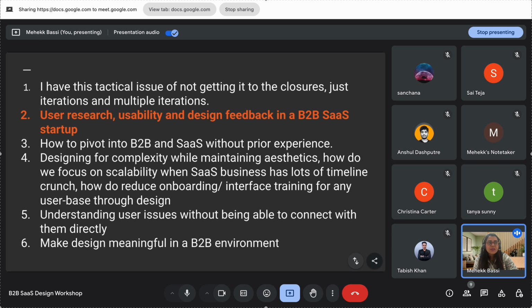User research, usability, and design feedback in a B2B SaaS startup. Okay, since this is a startup, maybe you have to rely strongly on some loyal users and speak with them regularly to understand their perspective. User research can be difficult because there may be a smaller number of users, or you don't have direct access to them. For example, if you're selling a tool to another company, and that company is changing the tool, personalizing it in their own way, and then selling it to their users.